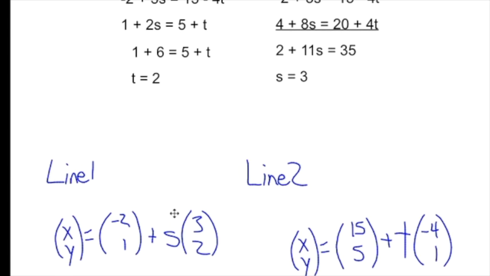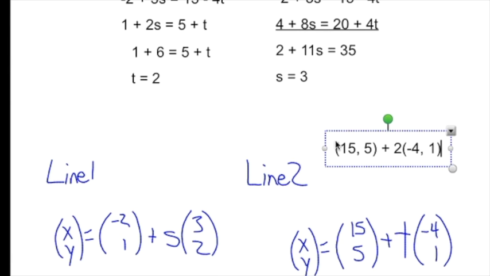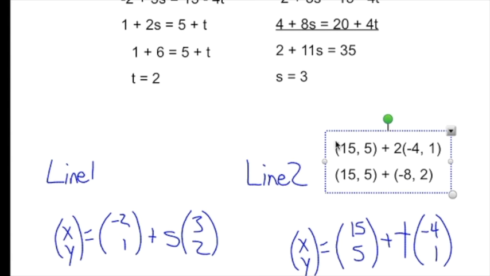So if I'm looking at my equations, here's again line 1 and line 2, if t is 2, then over here I have 15, 5 plus 2 times negative 4, 1. So my position is going to be at 15, 5 plus negative 8, 2, which puts me at the position 7, 7.